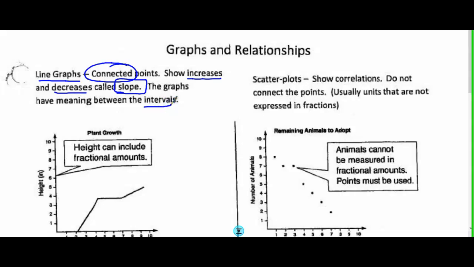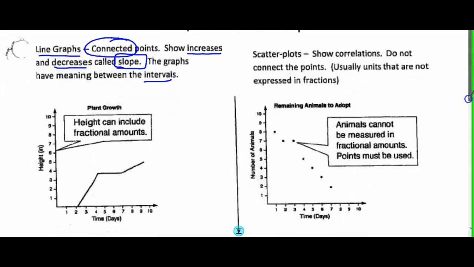Let me pull down my screen here a bit. On the left, the title is plant growth. Along the x-axis, the independent variable is time in days. Along the y-axis, it says height in inches. Now, this is talking about a plant. And because the height can include fractional amounts, you draw a line.